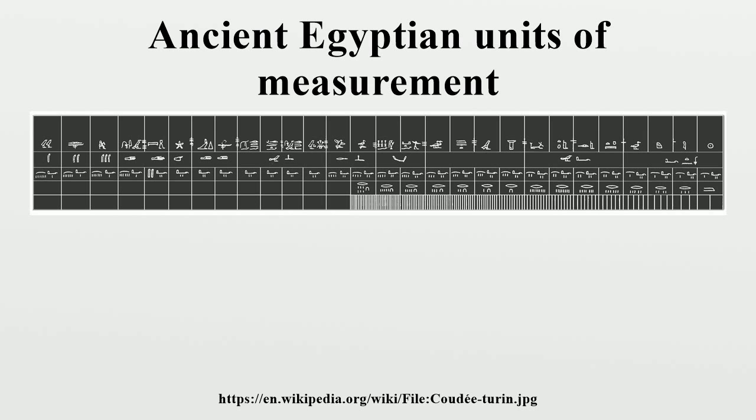Weights were measured in terms of deben. This unit would have been equivalent to 13.6 grams in the Old Kingdom and Middle Kingdom. During the New Kingdom, however, it was equivalent to 91 grams. For smaller amounts, the kite and the shematy were used.